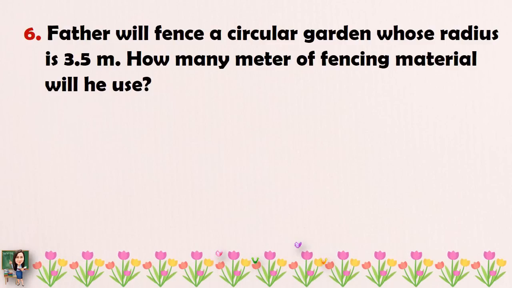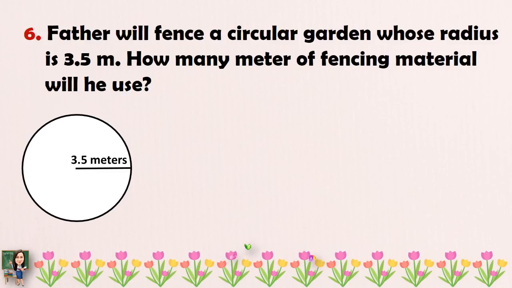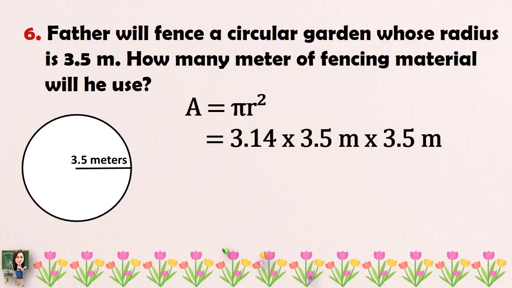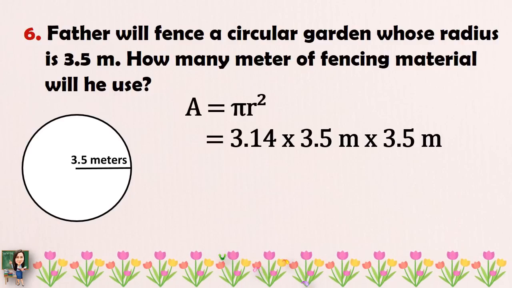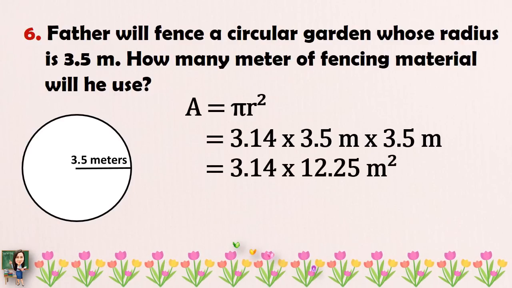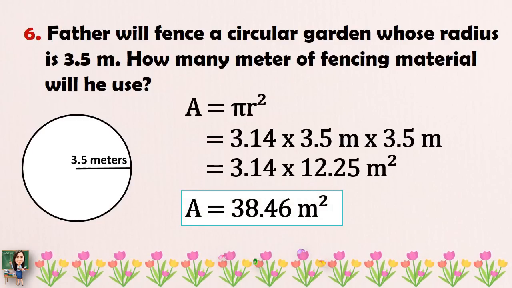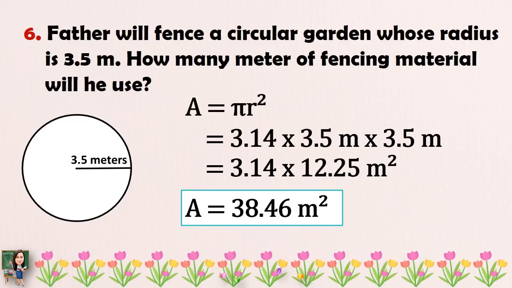And number 6, Father will fence a circular garden whose radius is 3.5 meters. How many meters of fencing material will he use? A equals pi r squared, or 3.14 times twice the measure of the radius, which is 3.5 meters times 3.5 meters. So 3.5 times 3.5 equals 12.25 square meters. Multiply 3.14 times 12.25 equals 38.46 square meters. This is the area of the circular garden.